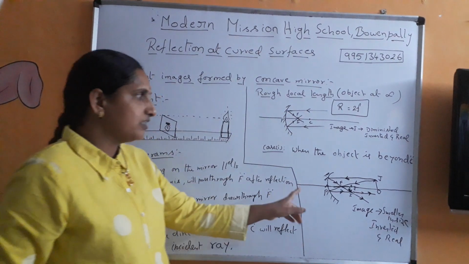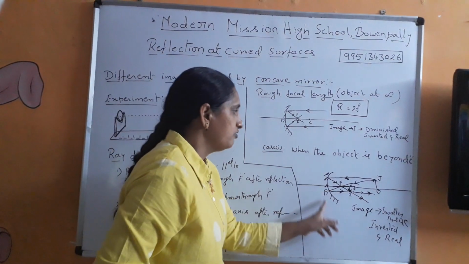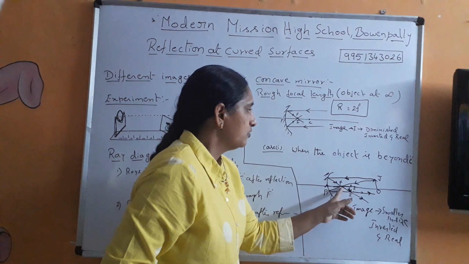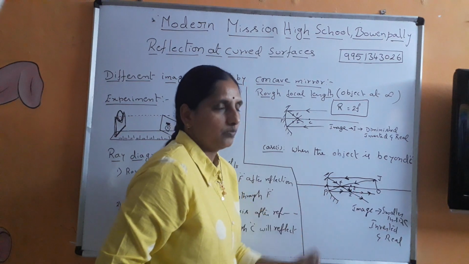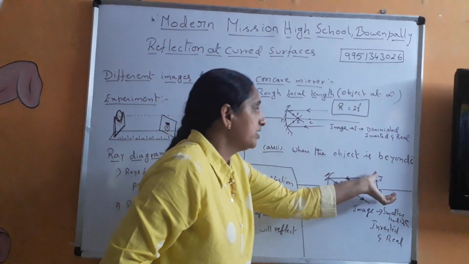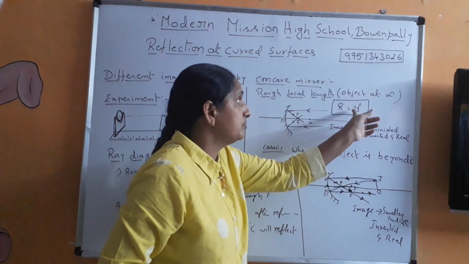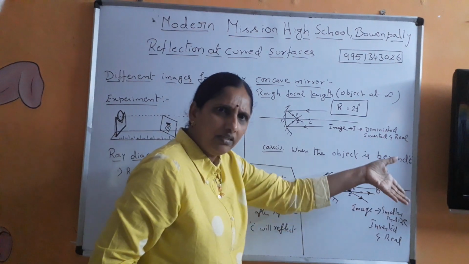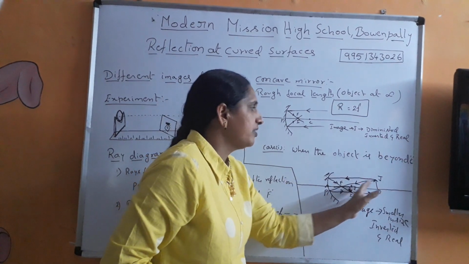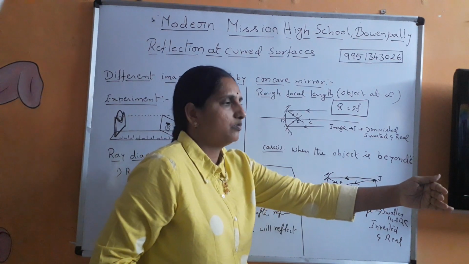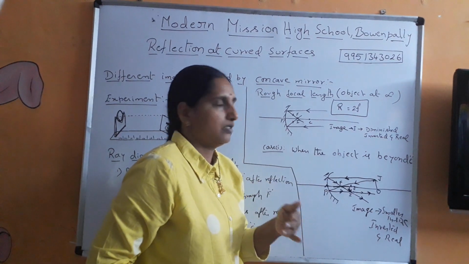Clear? I will repeat this once again. So take a concave mirror. This is the principal axis, pole, focus and center of curvature. Now where are you locating the object? The object is located at a finite distance. Here the object is at infinite distance. Here it is at some finite distance far away from the center of curvature. That means a little bit far distant from the mirror.